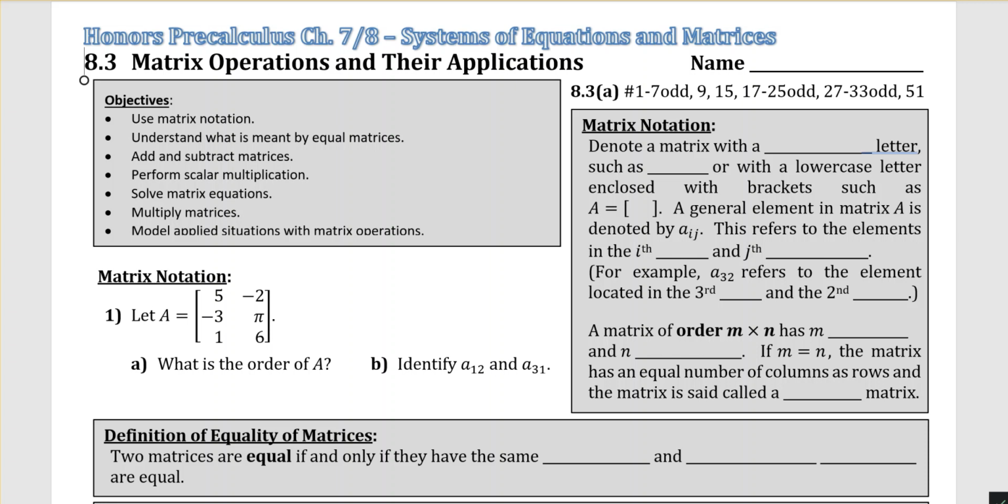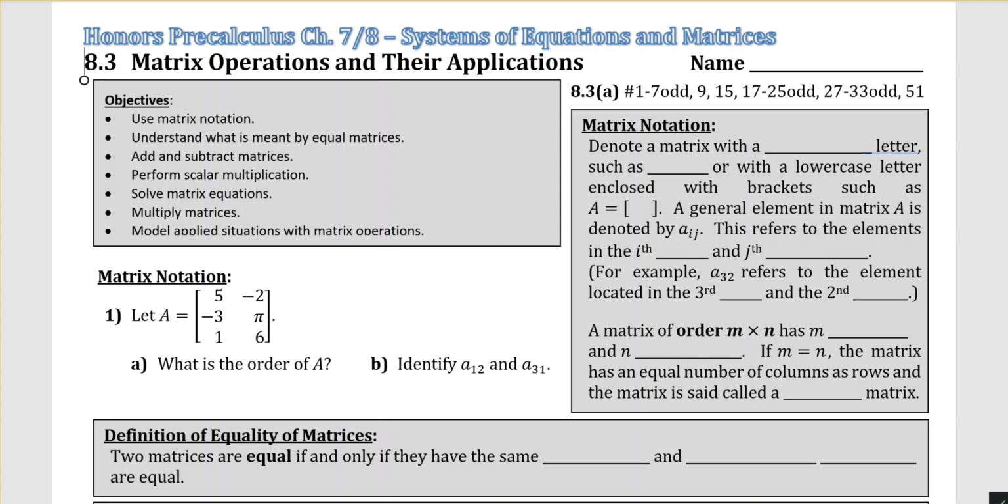All right, so this section is on matrix operations, so basically addition, subtraction, and multiplication. But first off, we've got to go through some terminology that we've got to know. So when we talk about the order of A, a lot of times that's referring to the dimensions. So you might hear me say the dimensions of a matrix. That means the same thing.